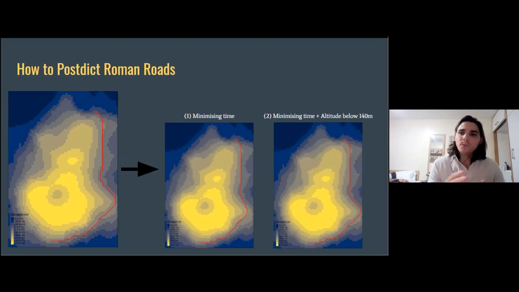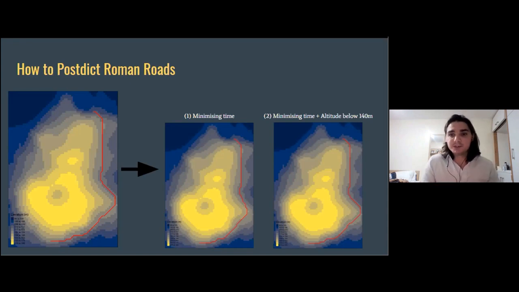We can speculate potential factors, such as the need for the road to be below a certain gradient due to it being used by vehicles, that the road was constructed to minimize the time taken to travel between the origin and destination, or even that there was a focus on limiting the altitude of the road. By creating models that incorporate these factors and quantifying how advantageous or disadvantageous they are, we can create simulations of these roads, as shown in the images on the right.